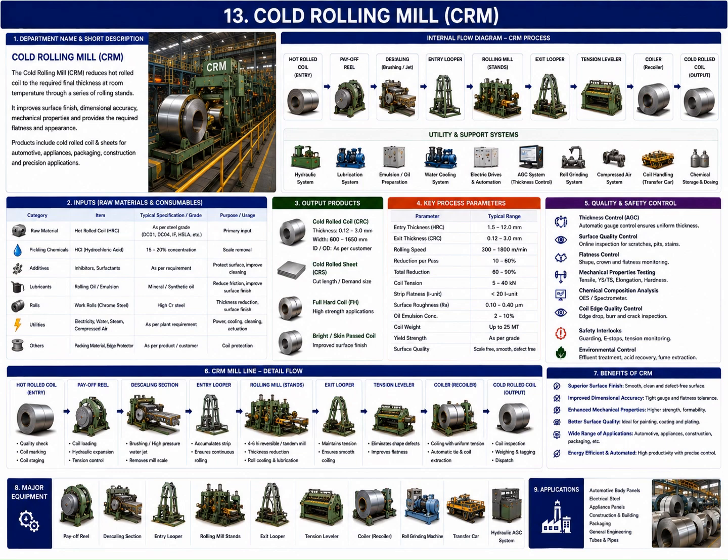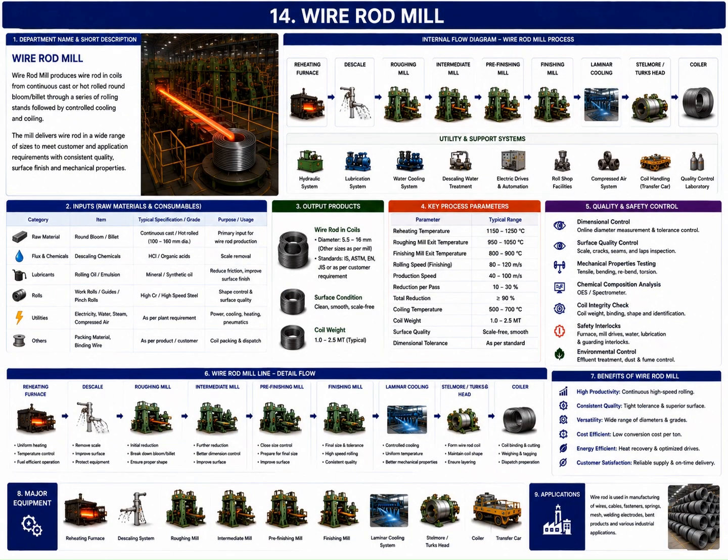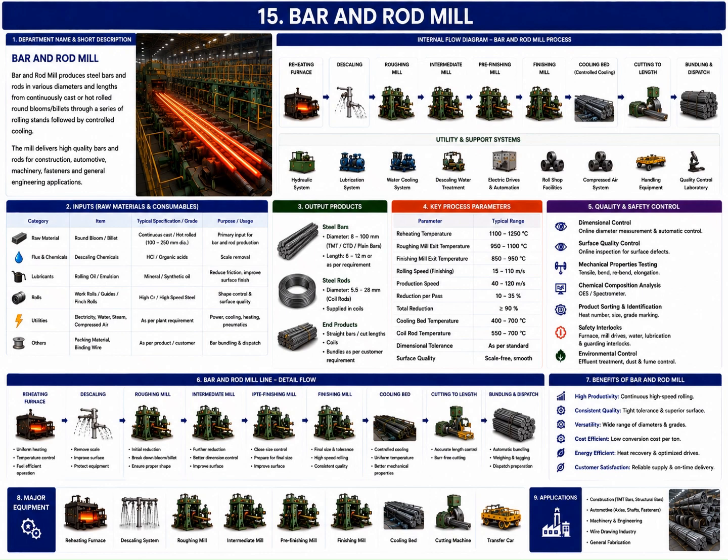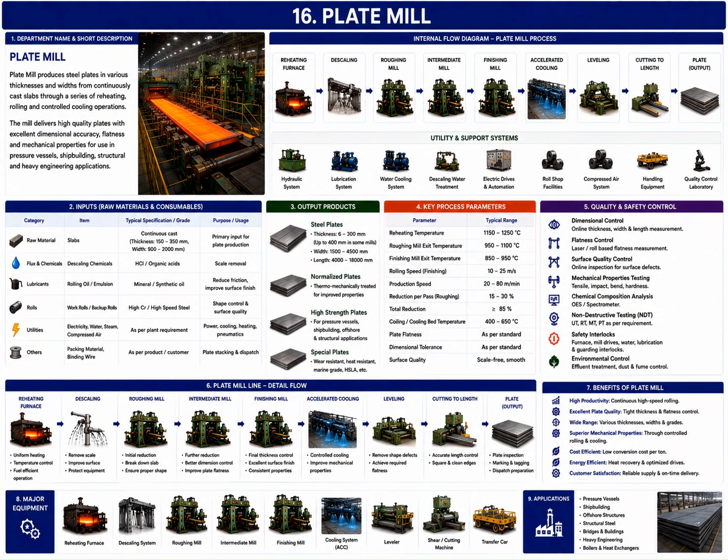The coke oven process generates valuable byproducts. Coke oven gas is used as fuel in different plant areas. Coal tar is used in chemical industries. Benzol and ammonium sulfate are recovered. Coke breeze is reused in sinter plants. Byproduct recovery improves economic value. Waste generation is minimized through recycling.